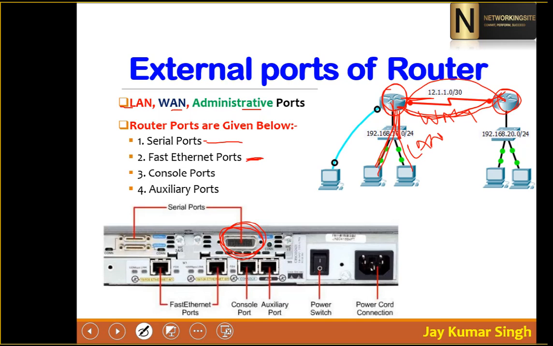And then after that you will find some console ports. Console ports are used for configuring the router, not for connecting. Connecting and communication is a different thing, and configuring is a different thing. So console ports are used for configuring the router, and the serial port and fast ethernet port are used for creating communication. This is for communication, and this is for configuration.